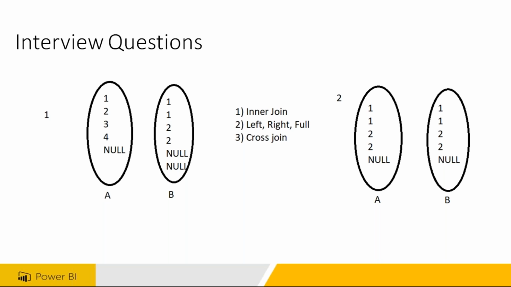Tomorrow, not tomorrow, we don't have class, right? You take this. I have a data set 1, 2, 3, 4, null. I have a data set 1, 1, 2, 2, null, null. This is one interview question. Second interview question is 1, 1, 2, 2, null, 1, 1, 2, 2, null. So I wanted to know the number of rows in inner join, left join, right join, full join, and cross join. So you tell me the answers. Using this data also I need the answers. Clear? So this is the interview question.